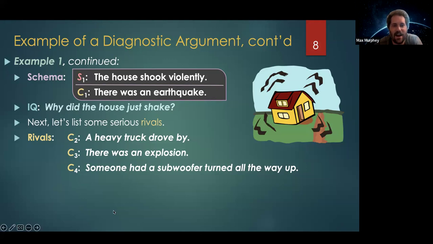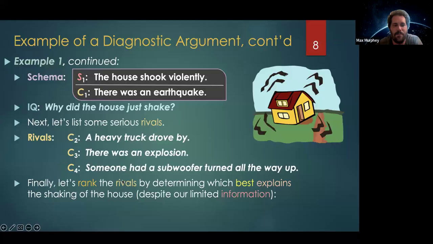Okay. All right, well, let's try to rank these. What would you say? I mean, there's very little information to go on. All we know is that there's some shaking involved. And these are all possible explanations of the shaking. That's the first thing I want to say, that these are different ways of explaining why the house was shaking. So let's try to rank them by determining which one best explains the shaking of the house. And this is despite our very limited information. So just based on common sense, common knowledge, what do you think?